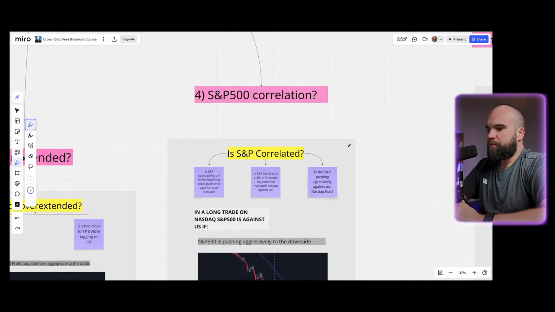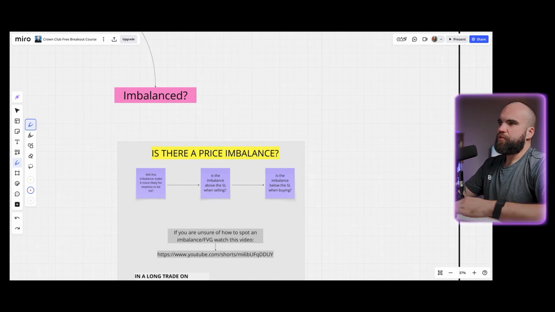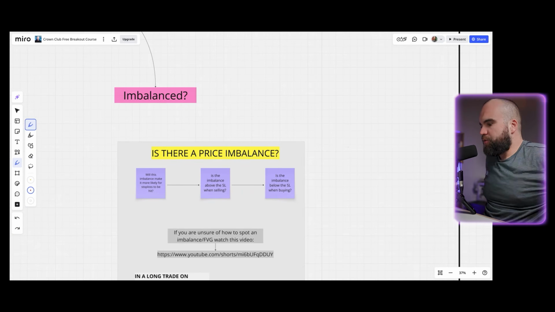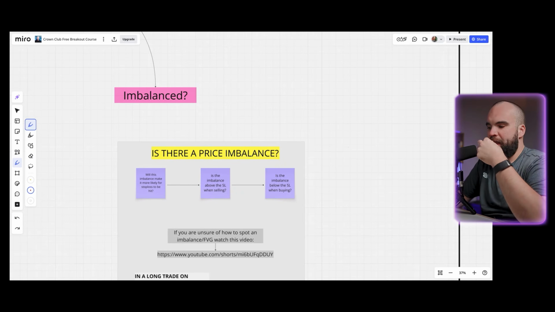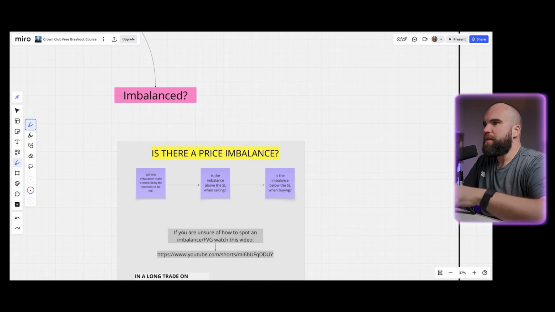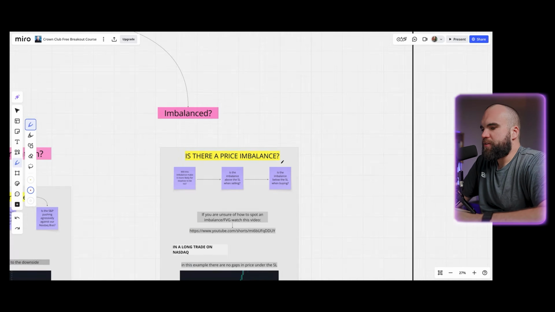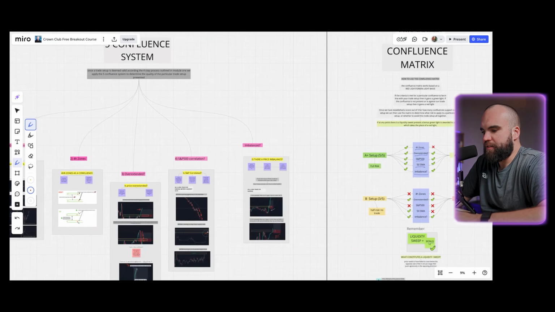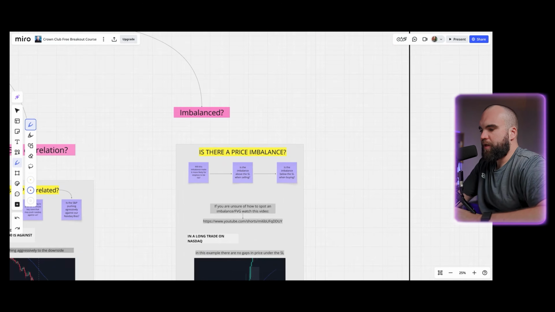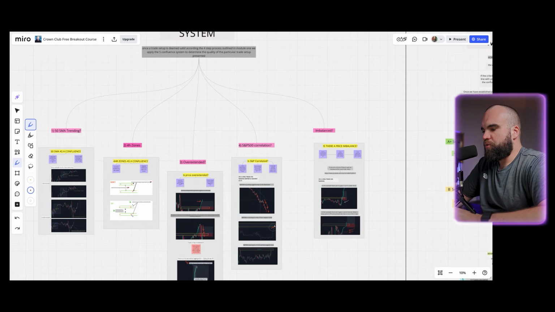Okay, but you may be asking yourself at this point, how do I know if I'm waiting for all of these confluences to be in line? I'm going to be waiting forever, right? Well, there is something called the confluence matrix, which I will show you briefly in a second and how I use it. Basically it's a score. It's a way to score your trades and grade your trades based on these 5 confluences.